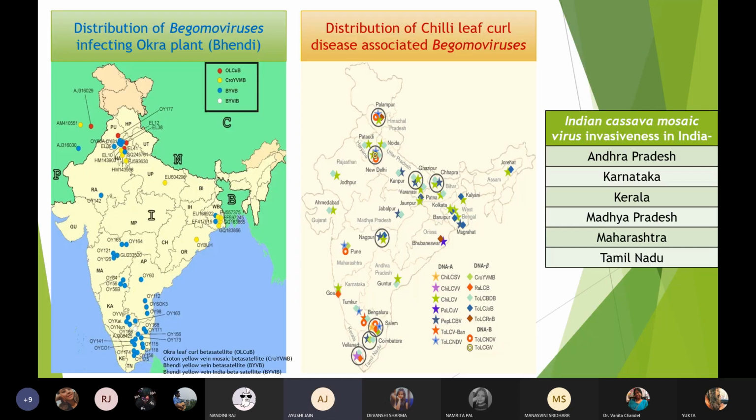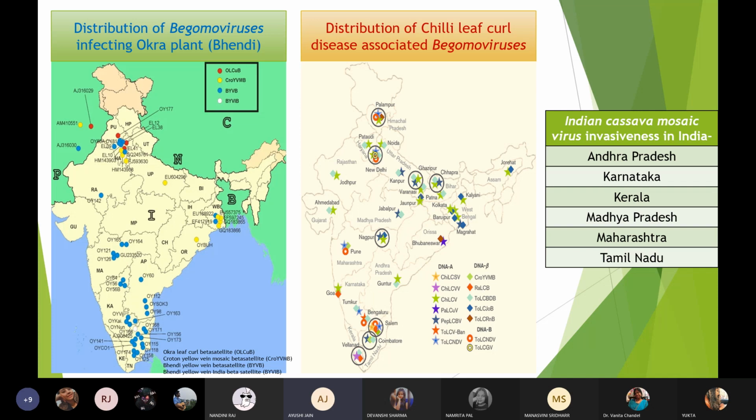In this slide, the first map represents the distribution of Begomoviruses infecting okra, bhindi, exhibiting yellow vein and leaf curl disease in India. We can interpret that bhindi yellow vein beta satellite in blue dot occurs majorly. In contrast, okra leaf curl beta satellite in red dot appears to be limited to northern India, whereas Croton yellow vein mosaic beta satellite in yellow dot appears to have a host range running from northern states to the northeastern coastal states of West Bengal and Orissa.